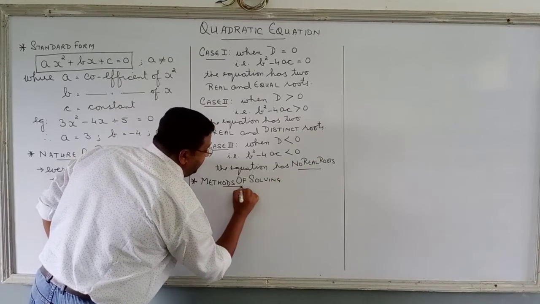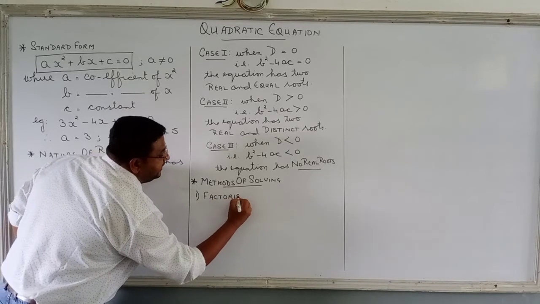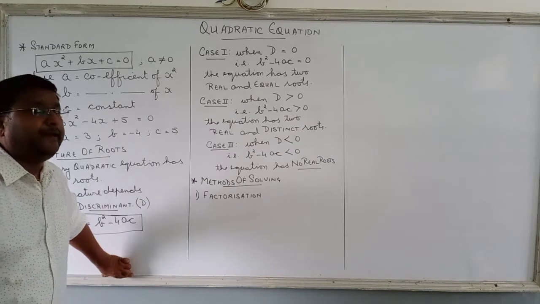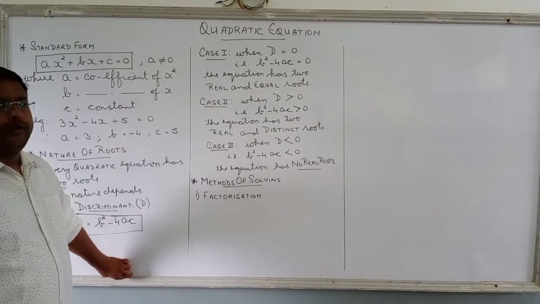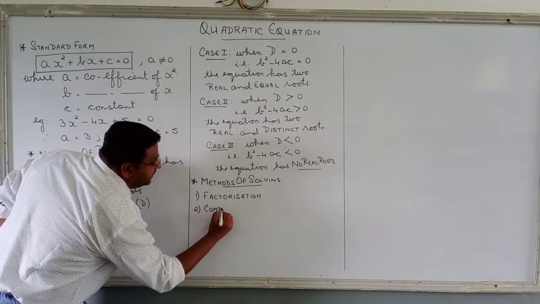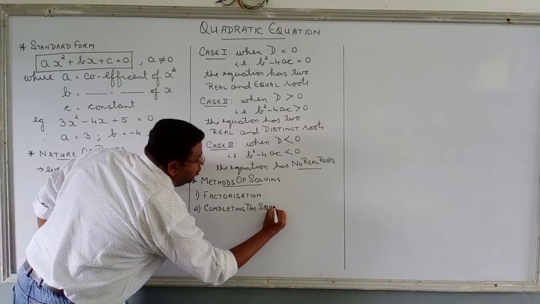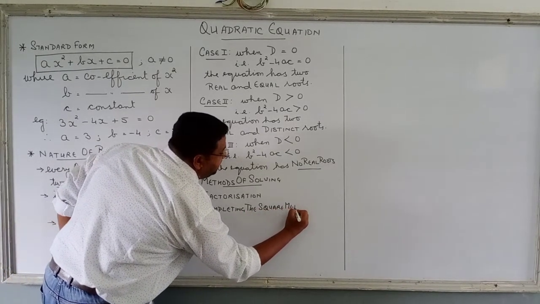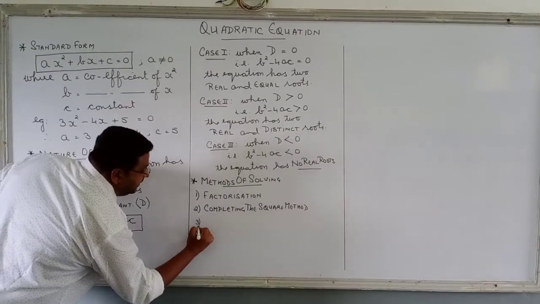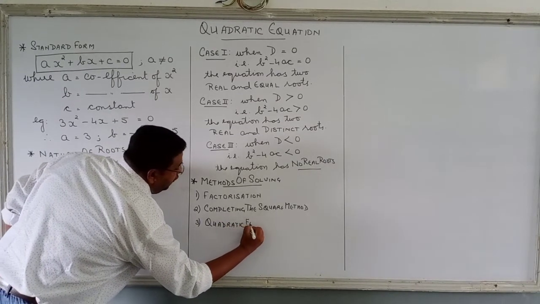First of them is factorization method. We have done this previously. We will repeat it again. Factorization. In other words, we call it splitting the middle term. We had discussed that. Second, completing the square method. We will make a perfect square of the linear equation. And third is direct formula, that is quadratic formula.